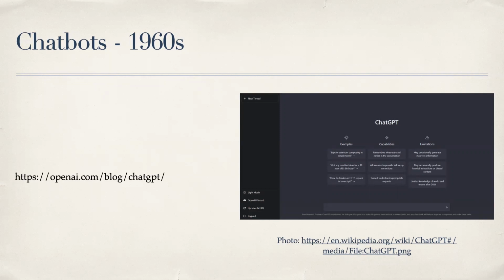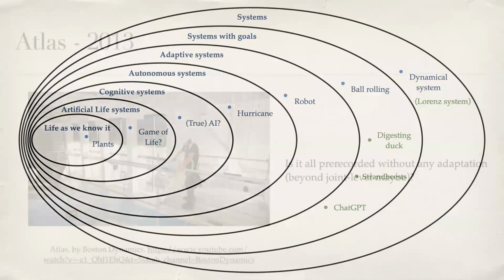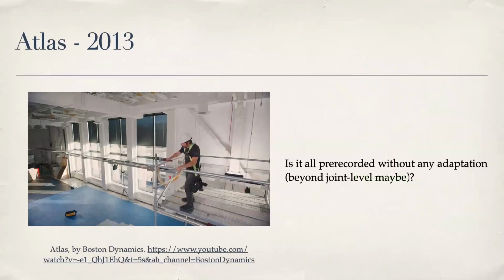You put some text in and then your hands are off. This thing will generate something. And then, sure, you can ask questions. Can you clarify this? Can you clarify that? But it doesn't really feel adaptive. This thing just does its own thing. So I would put that into systems with goals, but not really adaptive.